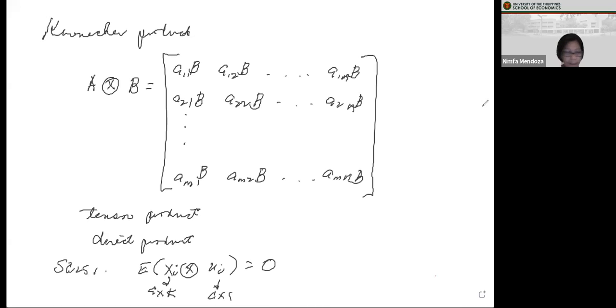Okay, so the exogeneity assumption says that every element of X sub I would be uncorrelated with U sub I. You can rewrite this in this expanded form to see what this assumption means. Any questions so far?